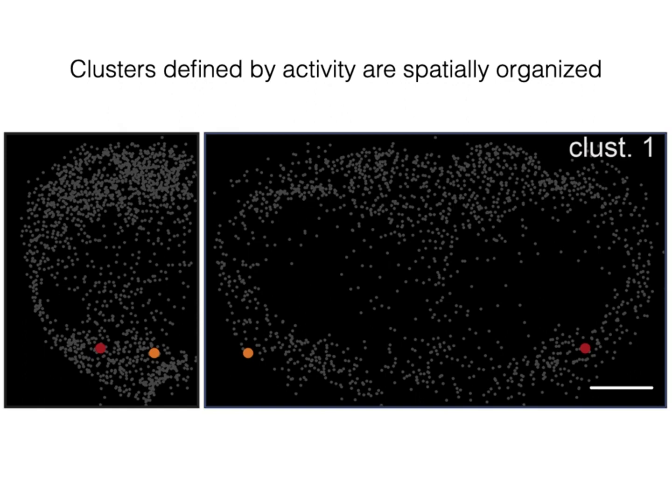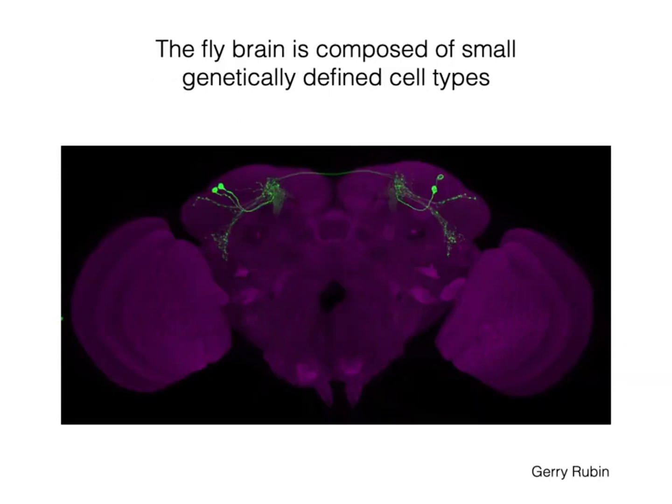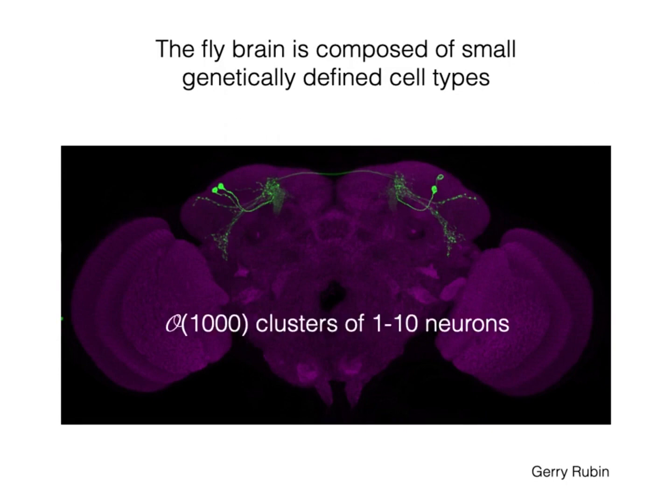Here we're seeing two cells on opposite sides of the brain whose activity is more similar to one another than to any other cell in the whole brain. This is one example, but this general phenomenon is true across clusters and across flies. So these observations are remarkably consistent with what we know about genetically defined cell types in the fly brain. There are of order 1,000 genetically defined clusters of 1 to 10 neurons in each hemibrain, so our data are consistent with the expectation that these cell types have functional consequences.